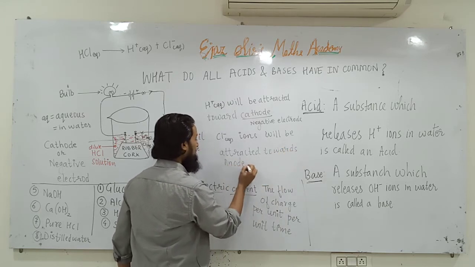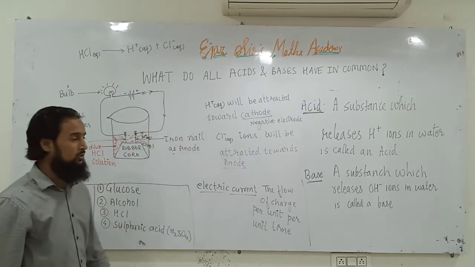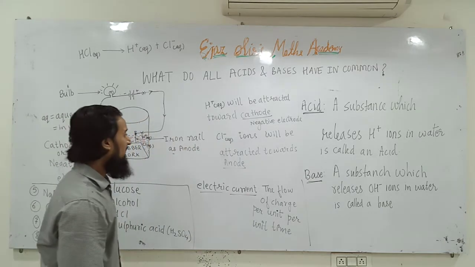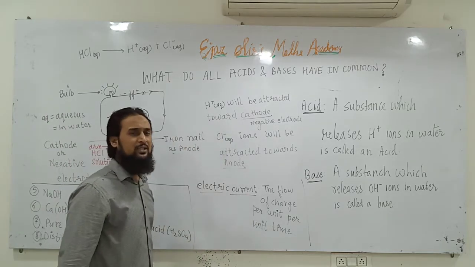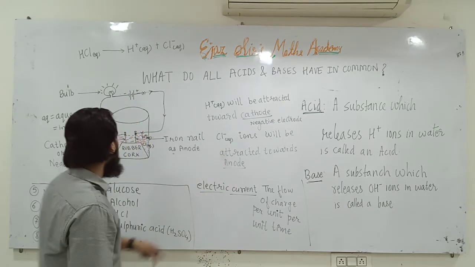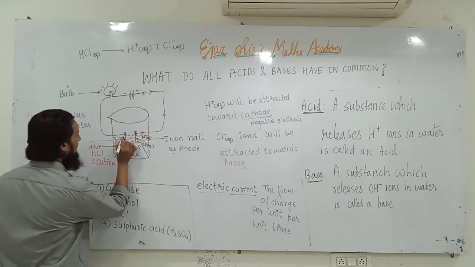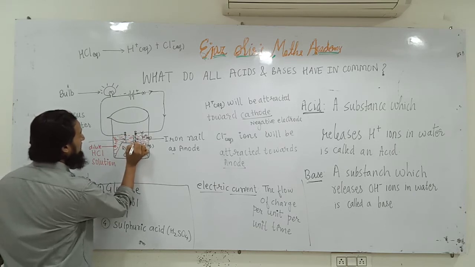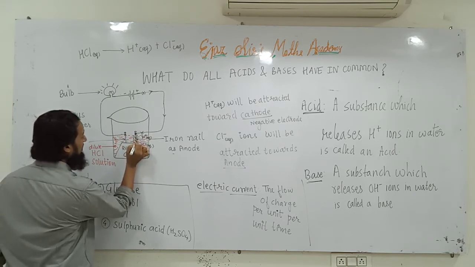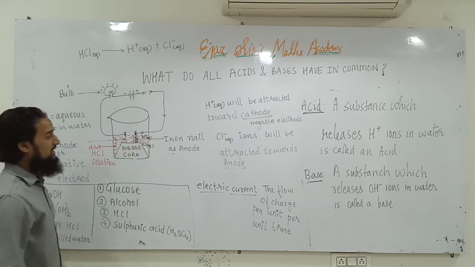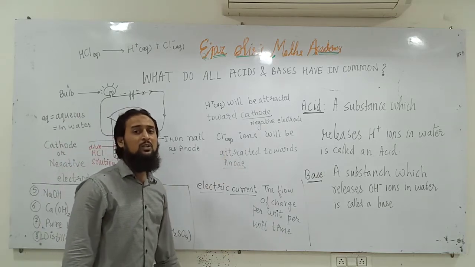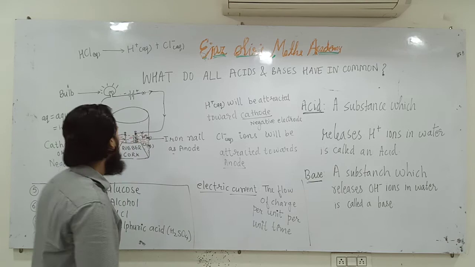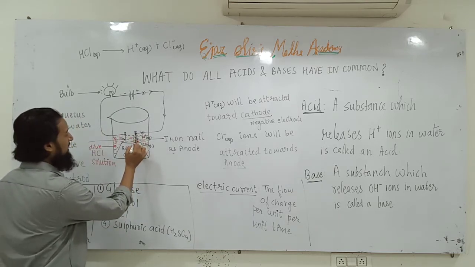Because the anode is the positive electrode, connected to the positive terminal of the battery, the Cl negative ions are attracted to it. Opposite charges attract each other. So we will see bubbles at the anode. Cl negative ions will combine to form Cl2 gas, chlorine gas, and we will see the bubbles of chlorine gas here.